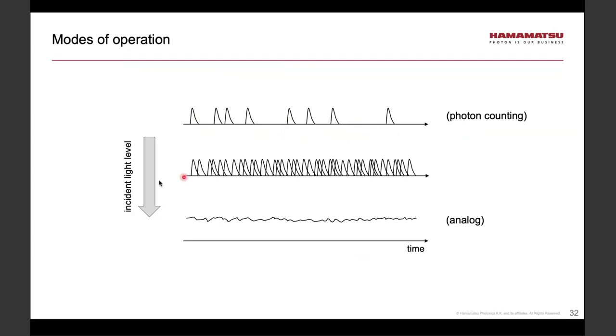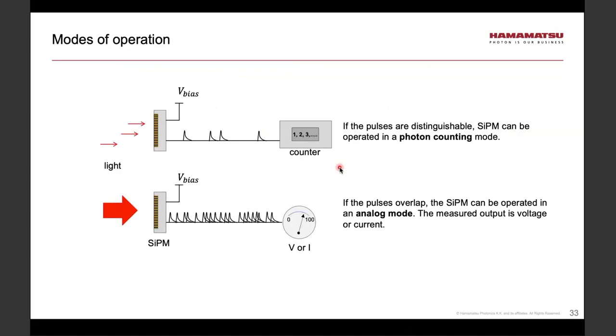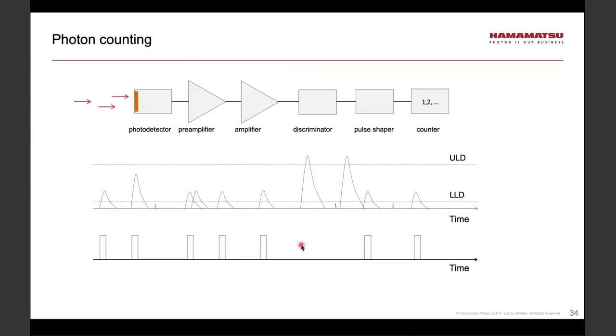However, if the light intensity increases, the pulses begin to overlap, so we can't count them anymore. However, it is still okay to use analog detection, where we would measure some average output current or voltage. And this is underscored with this slide here: the photon counting mode, and the analog mode, where we measure some average value of the resulting current or voltage.